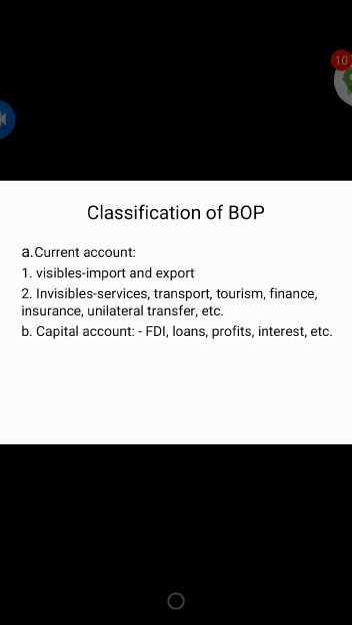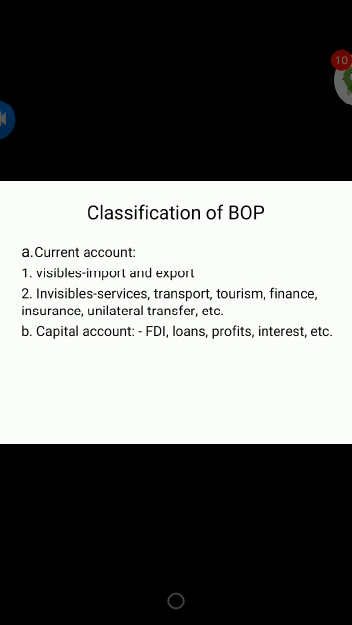So the next is invisibles. What is this invisibles? Invisibles refer to the foreign receipts and payments that are not visible. They mainly include transactions on services like finance, tourism, insurance, dividend, interest rates, etc. So all these things are invisible, along with the unilateral transfer. What is this unilateral transfer? Unilateral transfer means gifts, donations, etc.